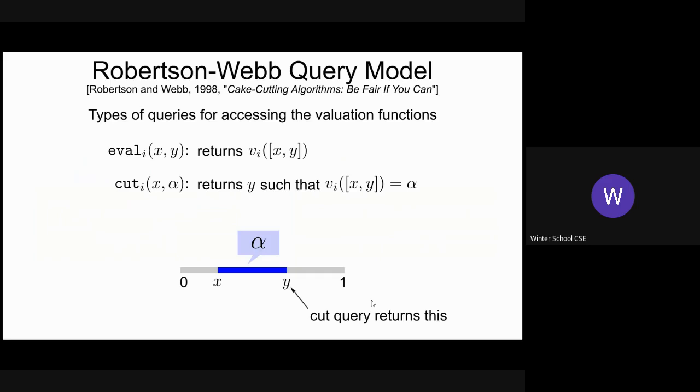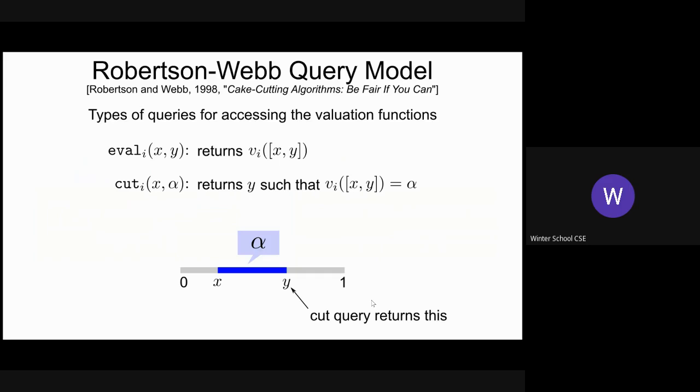So this is just for agent I, right? So we have fixed agent I. We are only interested in agent I's preference for this query. You could ask the same question for different agents. That's fine, but this specific query is only for agent I. Okay.